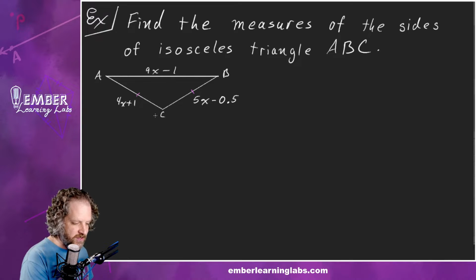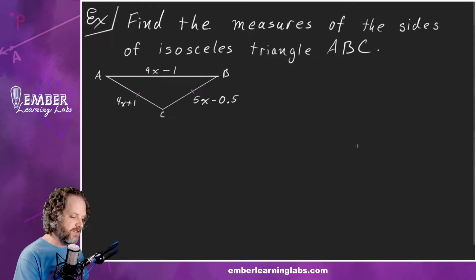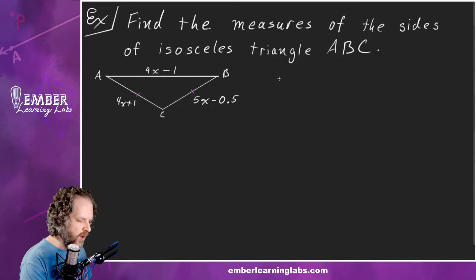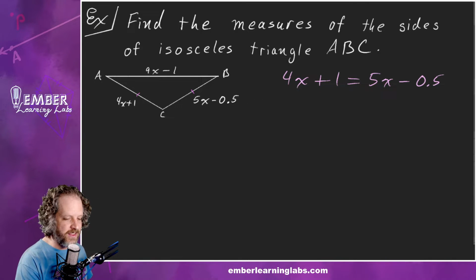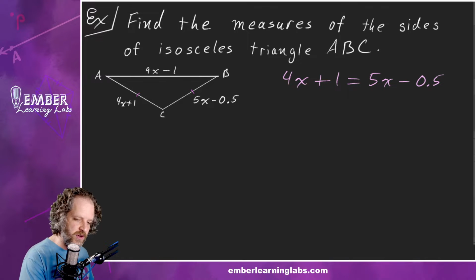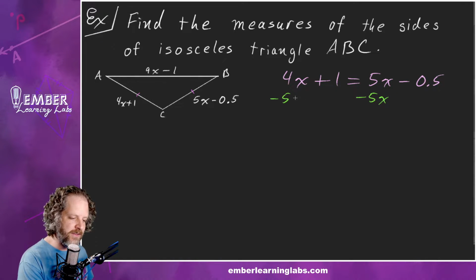So if this is congruent to that, then we can set this equal to that, right? So let's do that. Here we go. So 4x plus 1 equals 5x minus 0.5. Let's solve for x. So we need to get our x's together. We need to get our BFFs all joined back up. So we're going to do minus 5x, minus 5x.